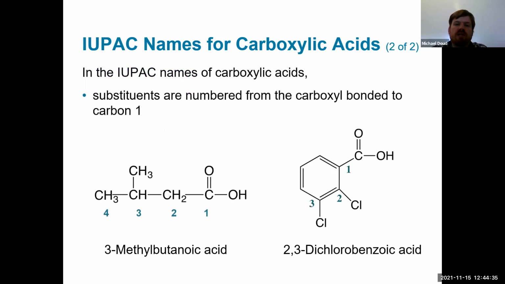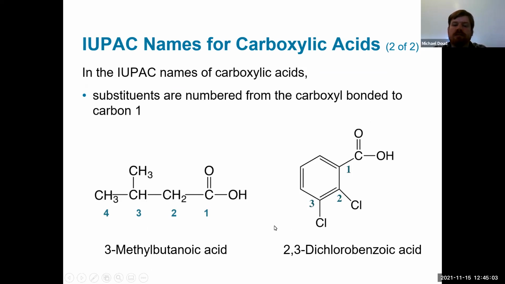Furthermore, because the carboxylic acid is a terminal group, it can't be in the middle of a ring or in the middle of a chain like a ketone. It has to be at the end. That means the carbon that's in the carboxylic acid is carbon 1, and you number it from there. So in this case, we would number this one 1, 2, 3, 4, and we would see that that was butanoic acid. With a methyl substituent on the third carbon, it becomes 3-methyl butanoic acid.